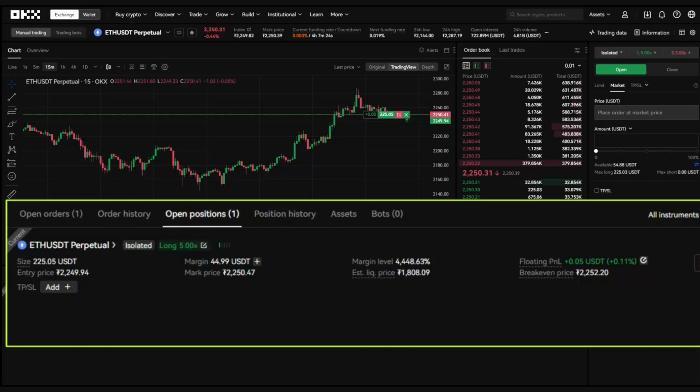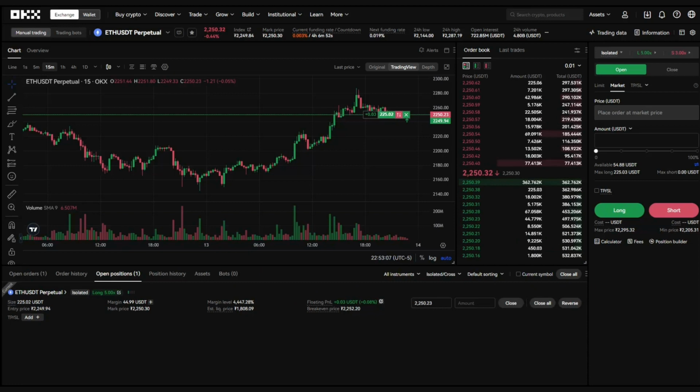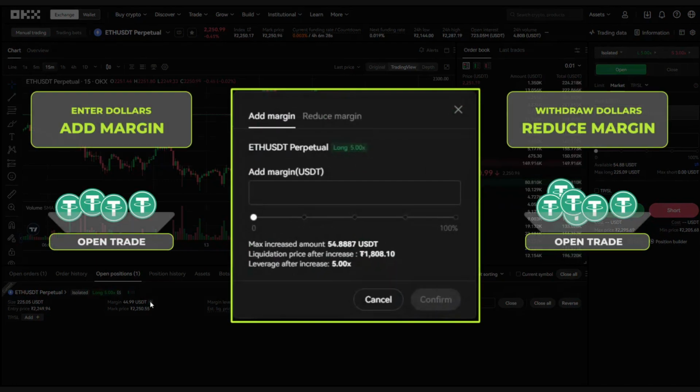Here the leverage appears. These bars show the color depending on the leverage you have. If you take excessive leverage that puts the trade at risk, they will gradually turn red. Here you see the size of the trade, including the leverage. Here in margin, it shows you the amount of dollars you are using in the trade. And below, it shows the liquidation price. If you want, you can add more dollars to the trade by selecting this icon. Here you can increase the position or reduce the position.